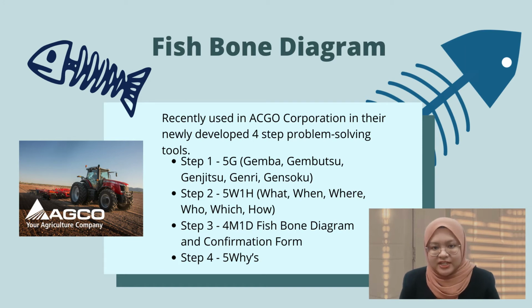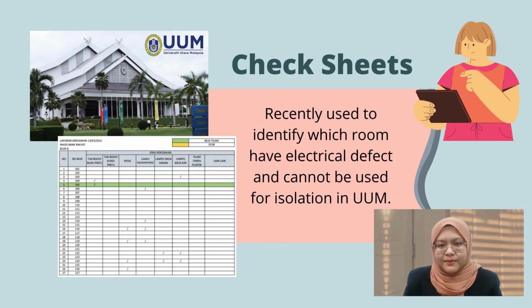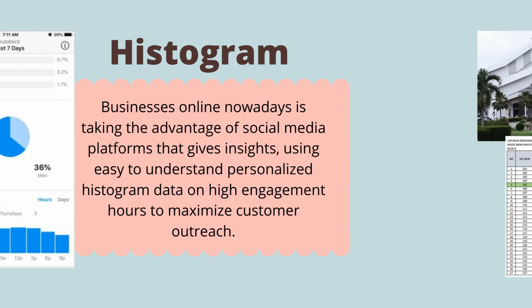Next, we have check sheets, a basic form with specific detail input or arrangement that helps users record data. Bank Rakyat Residential Hall in Universiti Utara Malaysia has been empty since the pandemic hit in March 2020. It has been chosen to be the isolation center. However, the lack of electrical appliance usage such as the lights and the fans since last year has caused many of them to malfunction. By using this check sheet, they can identify which rooms need the electrical appliances repaired.